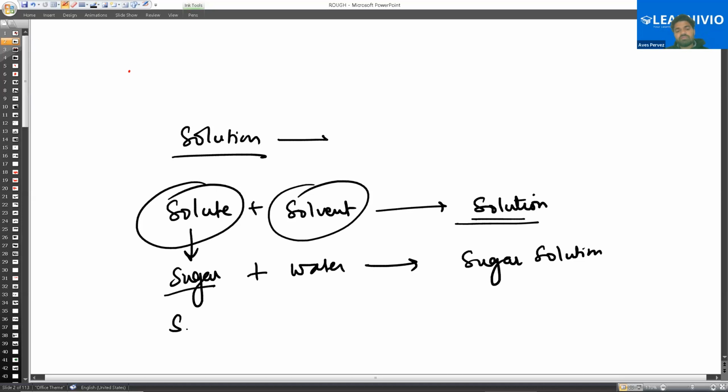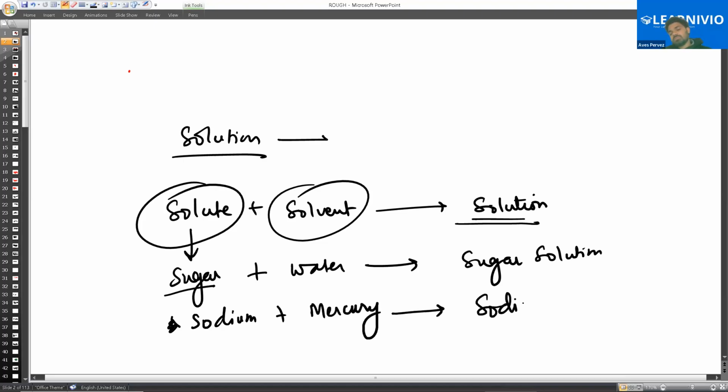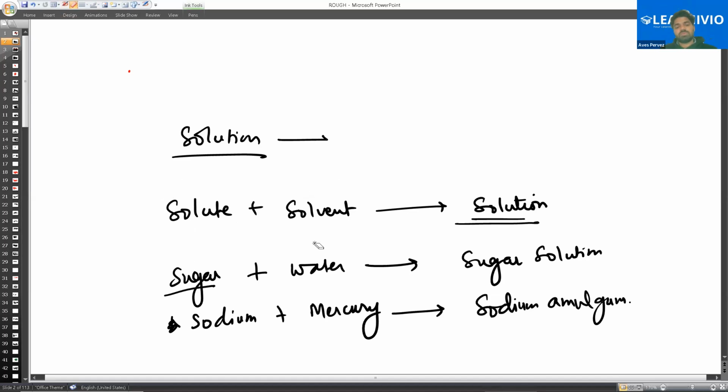Now, instead of sugar, if you have sodium, Na, mixed in mercury, it will give you sodium amalgam. Amalgam is an alloy in which one of the constituents is mercury. Now, can you guess which is the solvent and which is the solute here?